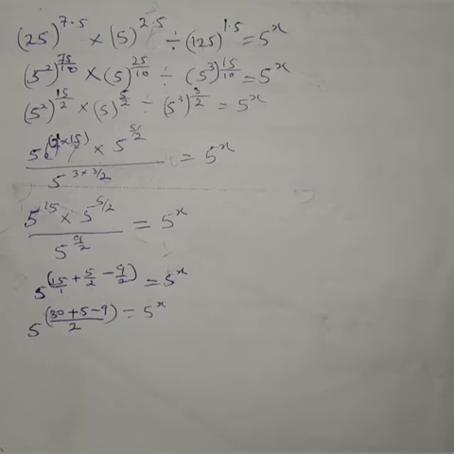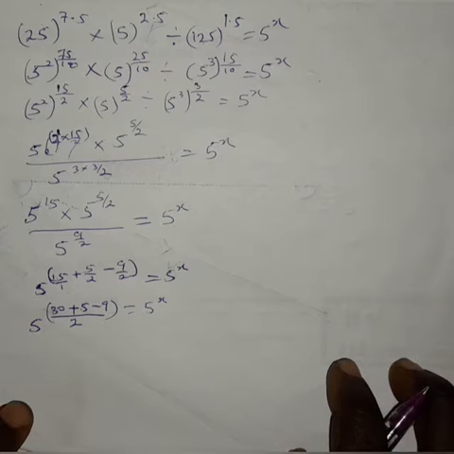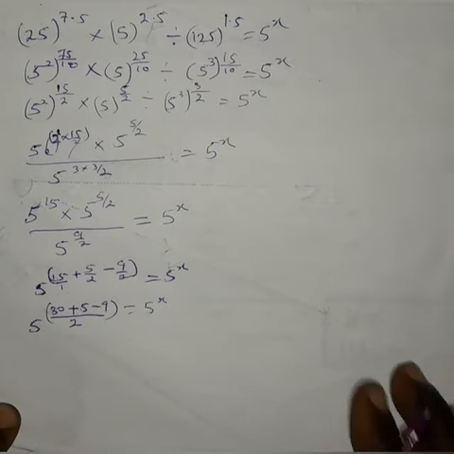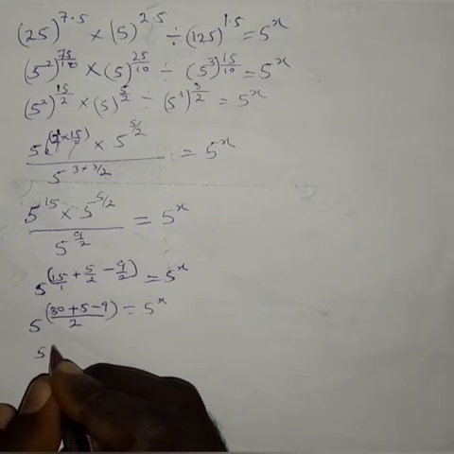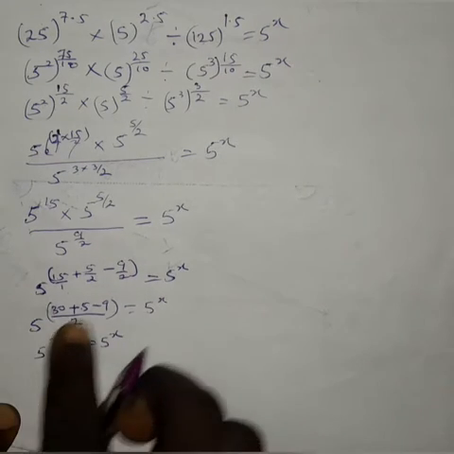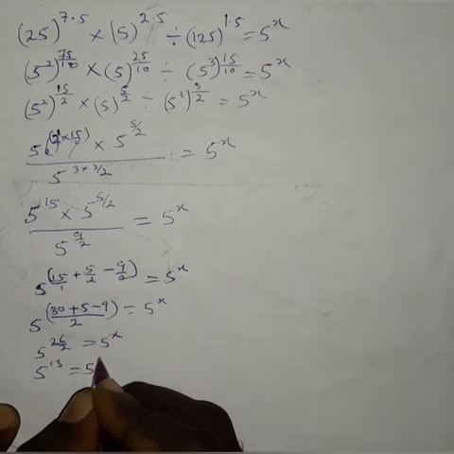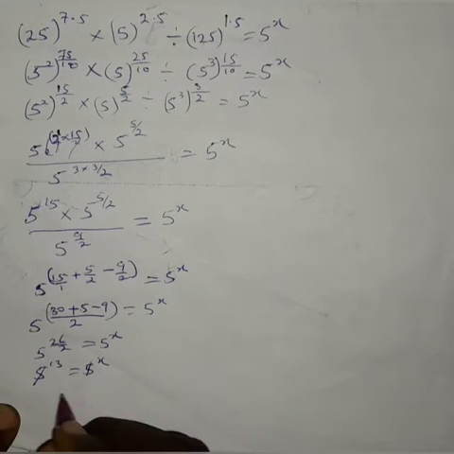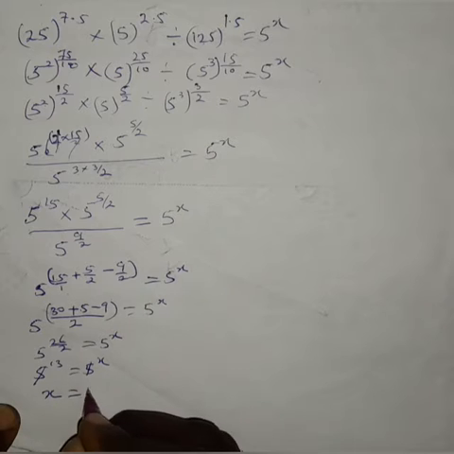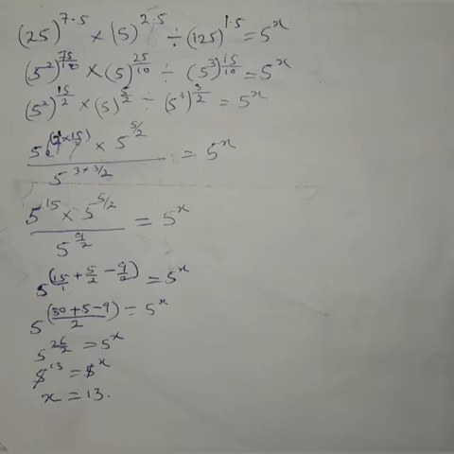And what shall we do next? The next thing we have to do is to add this. 30 plus 5, that's 35, minus 9, that's 26. So we have 5 to the power of 26 divided by 2 equals 5 to the power of x. When I divide this through, I have 5 to the power of 13 equals 5 to the power of x. So this cancels this. Obviously, x is equal to 13. So that is one of the approaches that you can use for this.